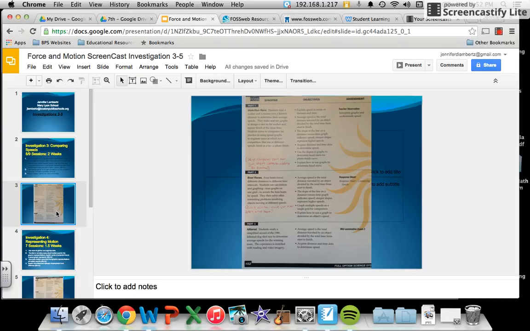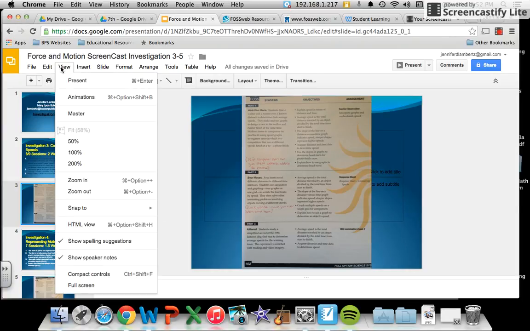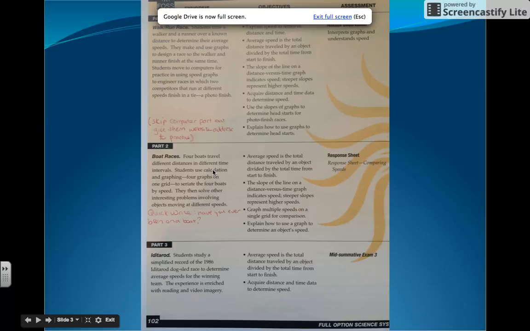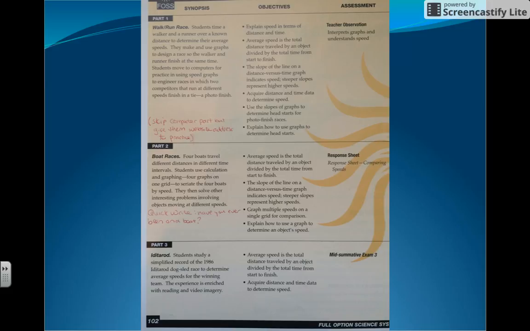The next part of investigation 3 is the boat races. And this is, again, pretty straightforward. They are just figuring out which boat went the fastest. And then they actually have to determine which boat, if they wanted all the boats to end at the same time, what the head start would be. Again, a pretty straightforward, fun investigation. And in this, they also have a response sheet, which is another opportunity for you to collect some data and evaluate their writing. This part 3, it's called the Iditarod.